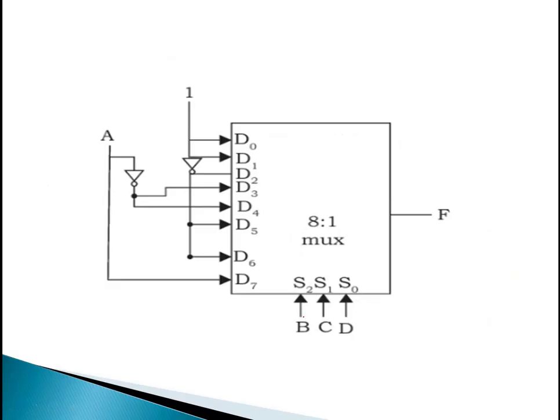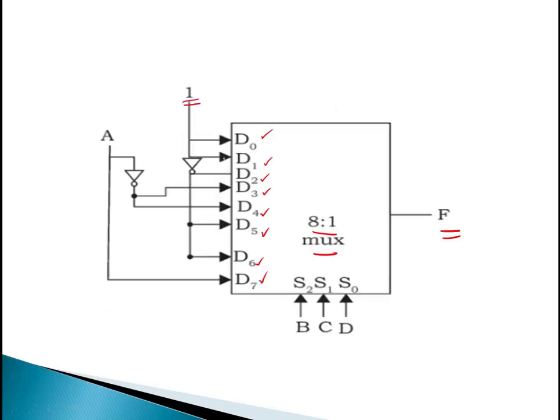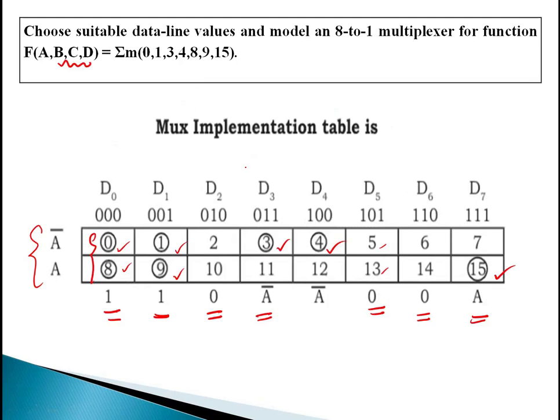So we have given the selection lines S2, S1, S0 as B, C, D. Okay. And we have the data inputs D0, D1, D2, D3, D4, D5, D6, D7 in the 8:1 mux and one output here. So now D0 we have given as 1 and D1 is also 1, right? So 1 is given directly to D0 and D1. And here the complement of 1 is nothing but 0. So that 0 is given to our D2, right? Because the D2 value is 0.